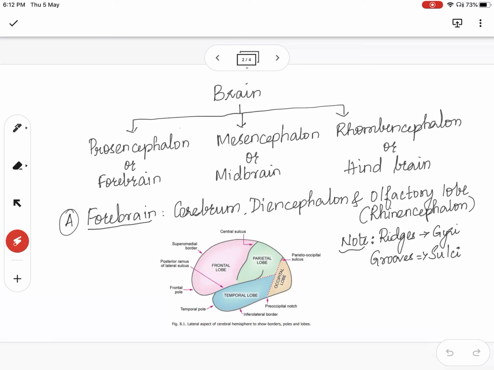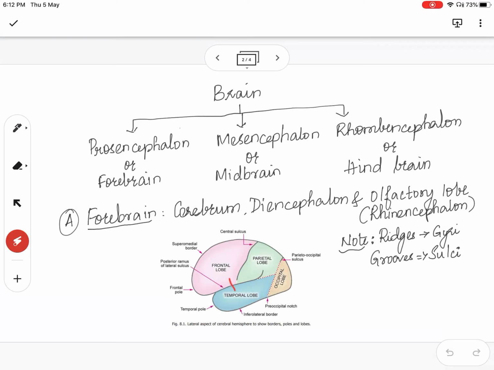That is, the occipital lobe is separated from the parietal lobe with the help of another sulcus called the parieto-occipital sulcus. And the last one is the lateral lobe, also known as the temporal lobe. The lateral or temporal lobe is separated from the frontal and parietal lobes. If you can see over here, the division is happening.